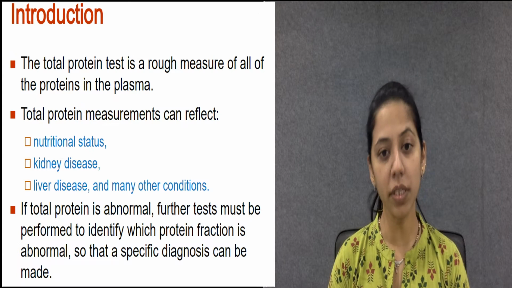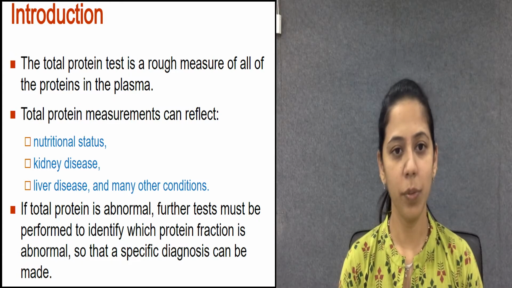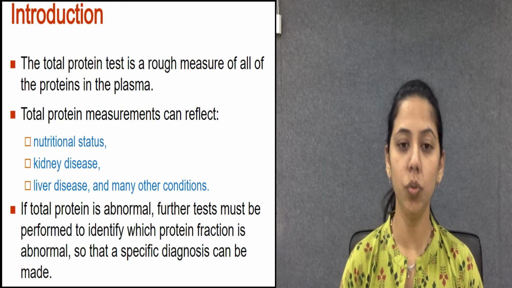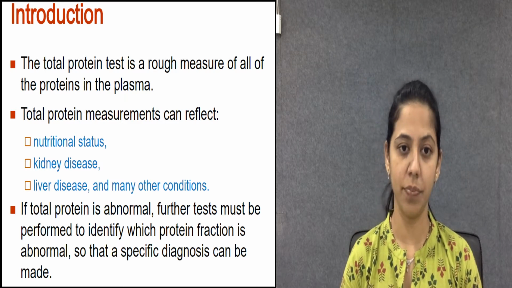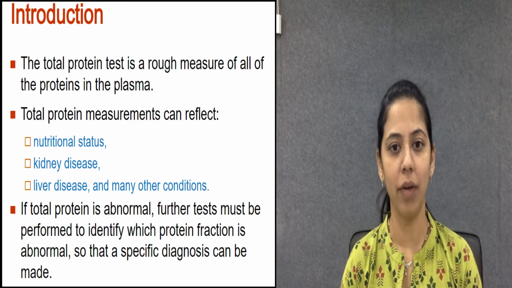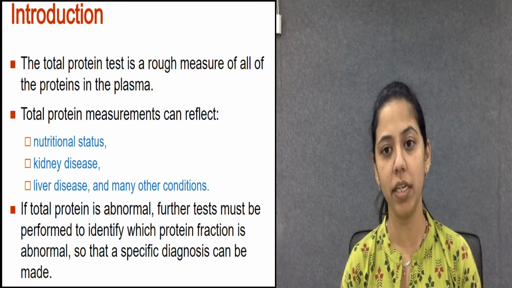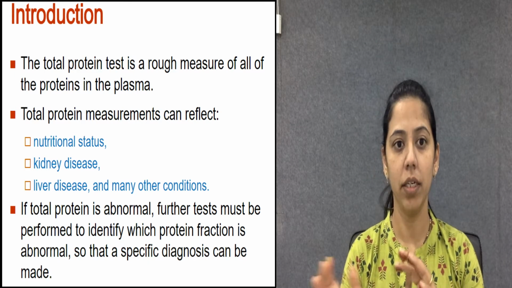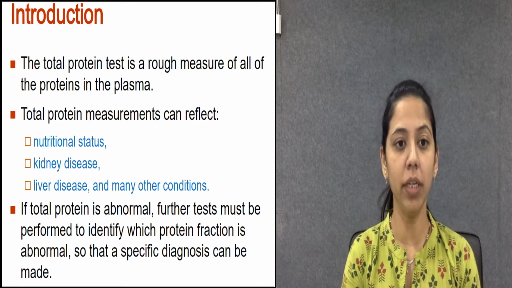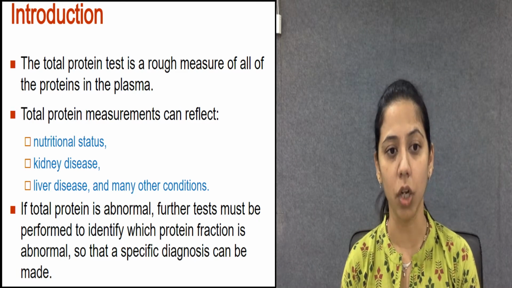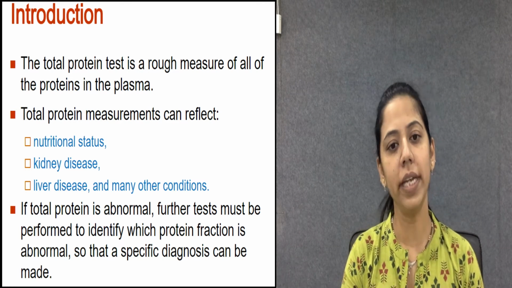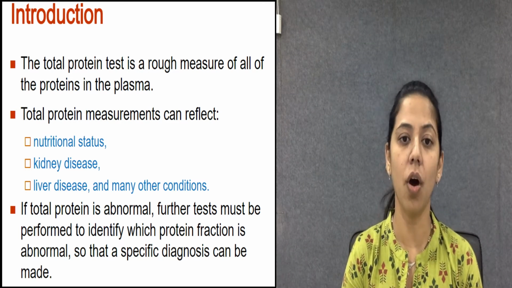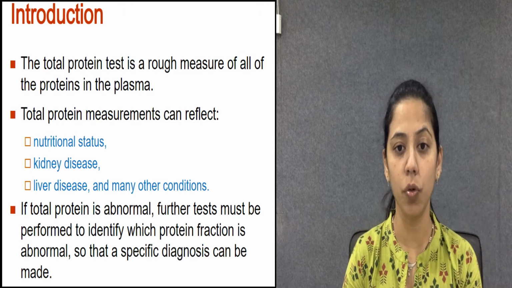Now, what is total serum protein? Albumin and globulin are the two types of protein in your body. The total protein test measures the total amount of albumin and globulin in your body. So ultimately, total protein means total amount of albumin and globulin. And this test will also tell you about the ratio of albumin to globulin.